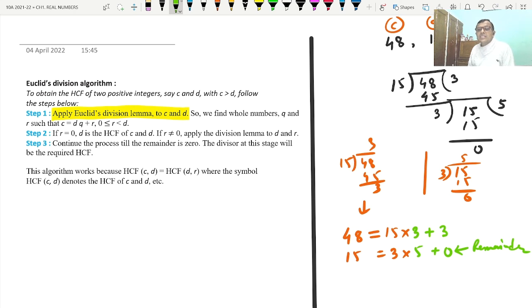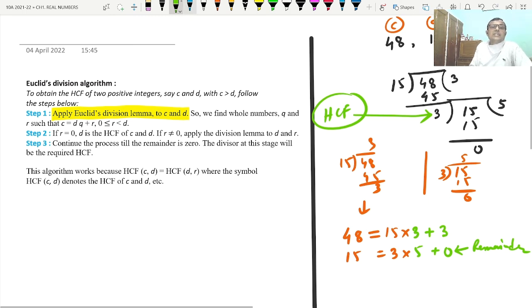When you get remainder 0, the last divisor will be the HCF. Now let us look at the algorithm. Apply Euclid's division lemma to C and D.